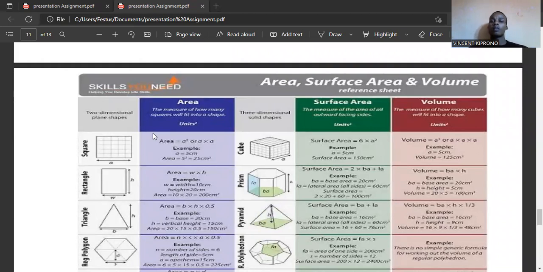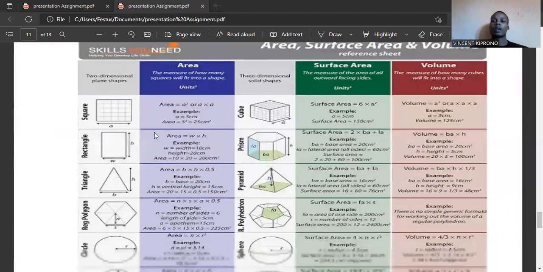Okay, after that, we shall also have the surface area. When we say surface area, this is the measure of the area of all outward facing sides. When we were dealing with the area, we were dealing with how many squares will fit into a shape. That's an area. So now we are looking at the surface area, that's the measure of the area of all outward facing sides.